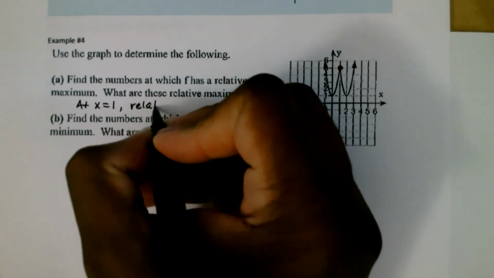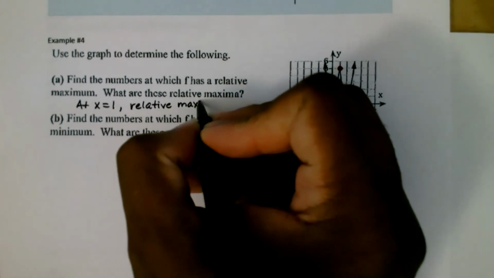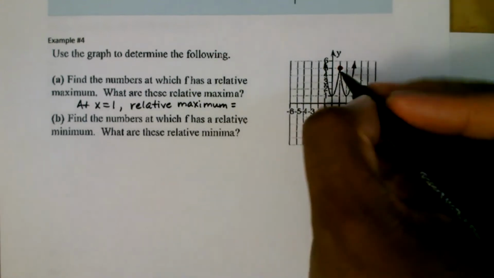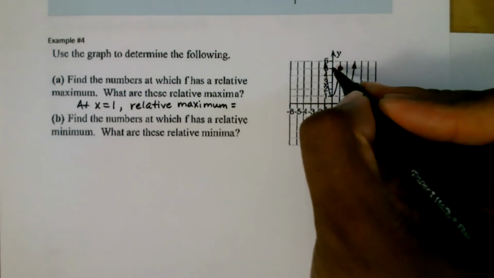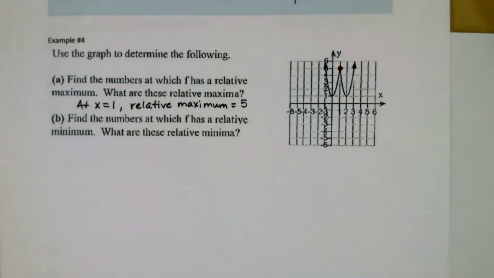And our relative maximum is going to be the y value for that point. Here's that point. The y value for that would be 5. So the relative maximum is 5. It occurs at x is equal to 1.